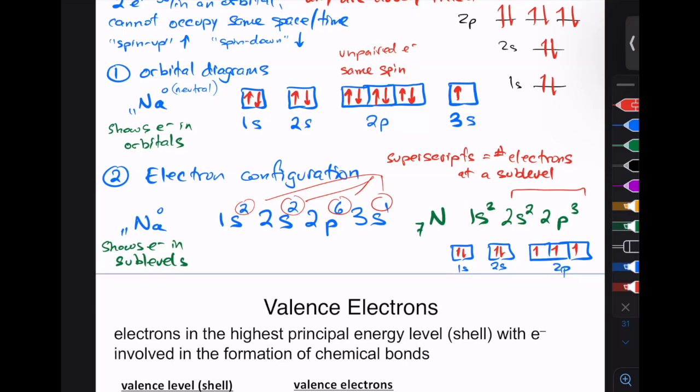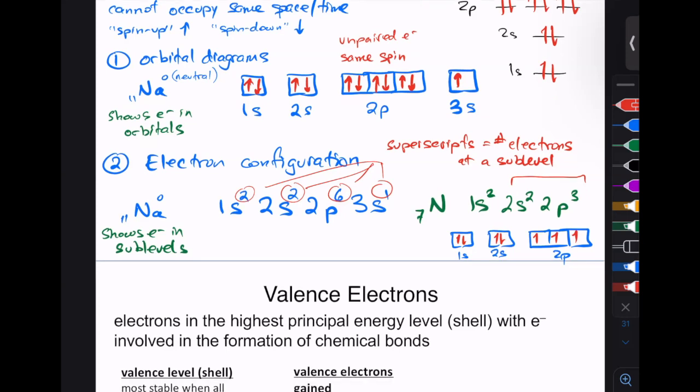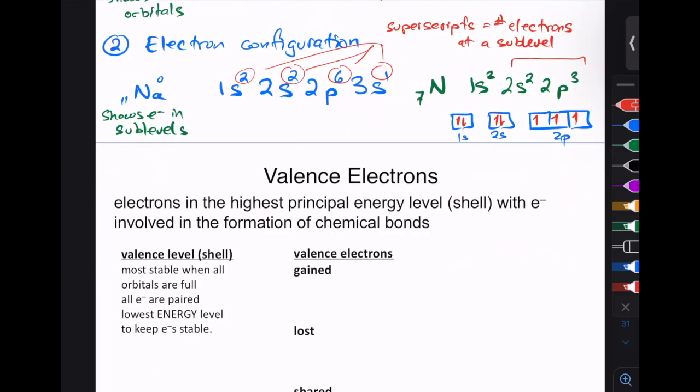All right, so just hang on. That's coming up in just a slide or two. In fact, it's coming up right next. Right here it is, valence electrons. So what are those? Well, you can read for yourself on the slide what the valence electrons are.